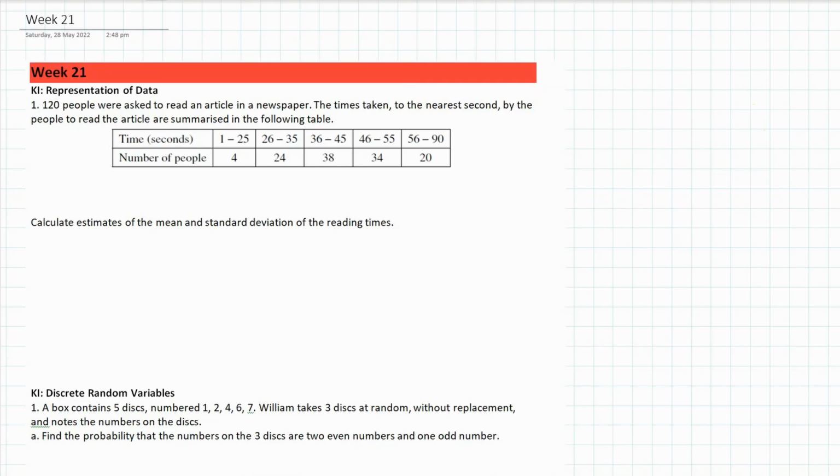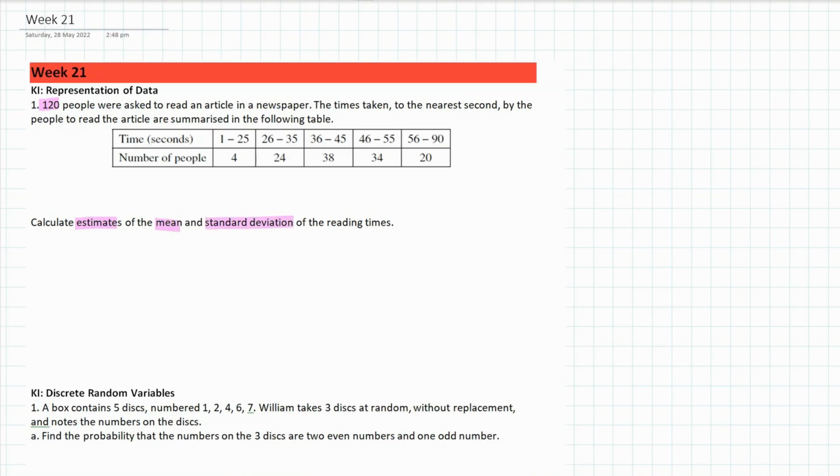Okay, so we've got 120 people who are asked to read an article in a newspaper. The times taken, to the nearest second, by the people to read the article are summarised in the table. So we've got a grouped table here, 1 to 25, 26 to 30, lovely. Calculate estimates of the mean and the standard deviation of the reading times.